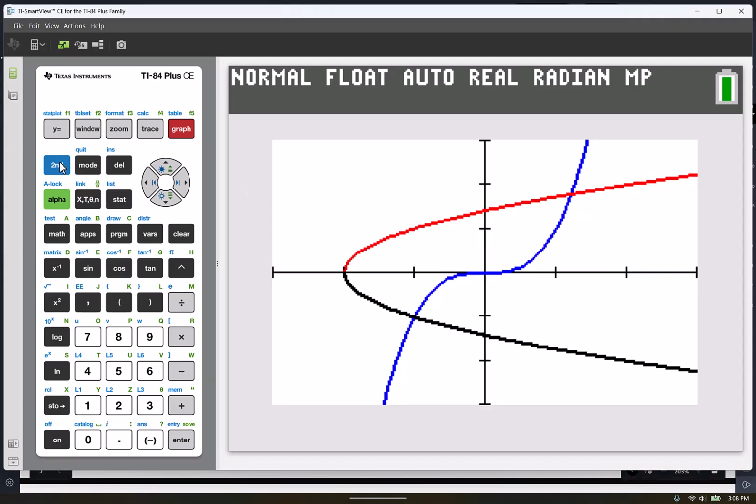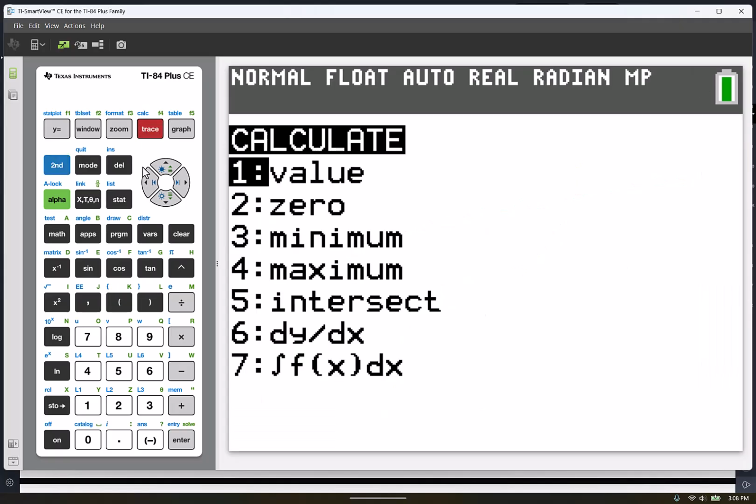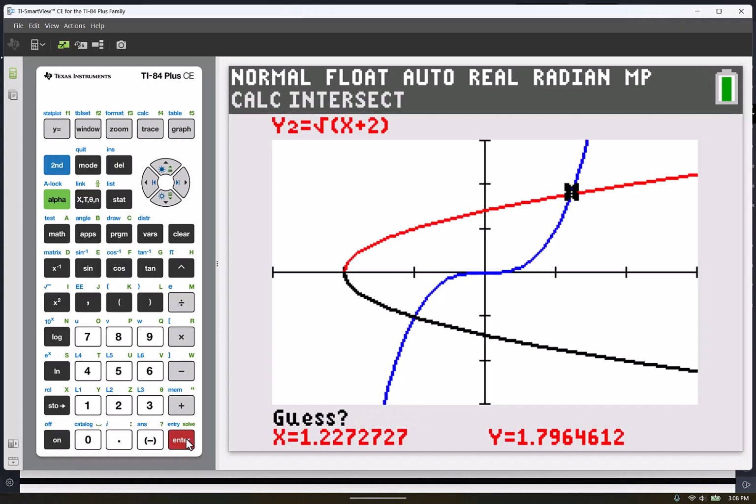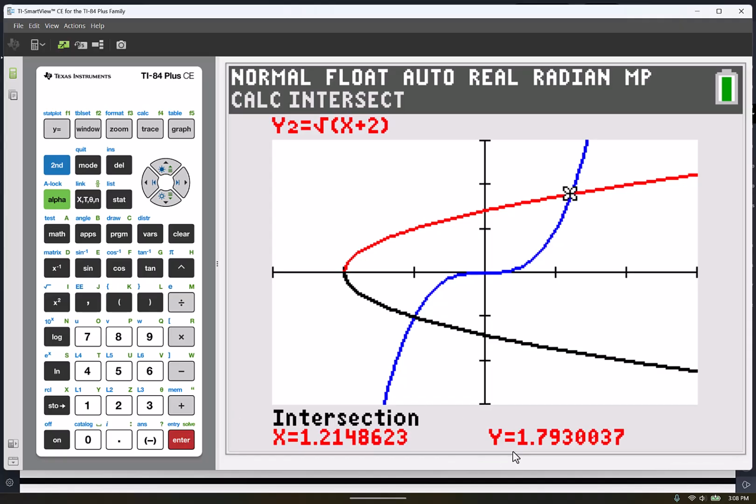So for those of you in computer science, you might find this pretty easy because you already know about this. Number 5, intersect, enter, enter, and then when it says guess, enter. You have to see the word intersection. You must say the word intersection.